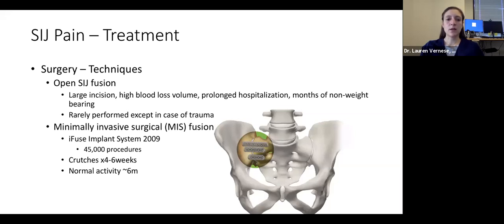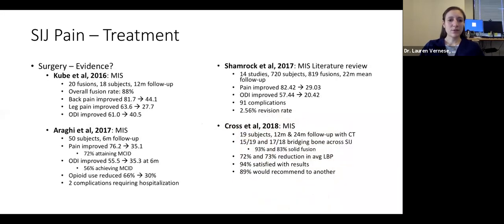This is just based on this iFuse system, the data they provide based on 45,000 procedures, which is actually a decent amount. So what actual evidence now exists for surgery? There's actually more articles than I put up here, but they're all very small studies except for a couple of them. And they're unfortunately looking more in the short term. Most are looking around 6 months to a year. Not many are going out a lot further, which I would like to know because I would like to know, are there complications from doing a fusion?